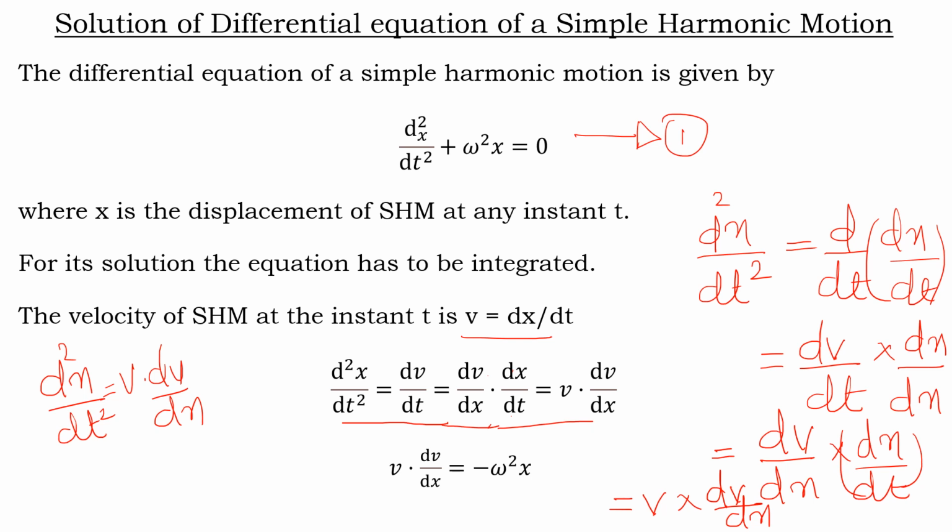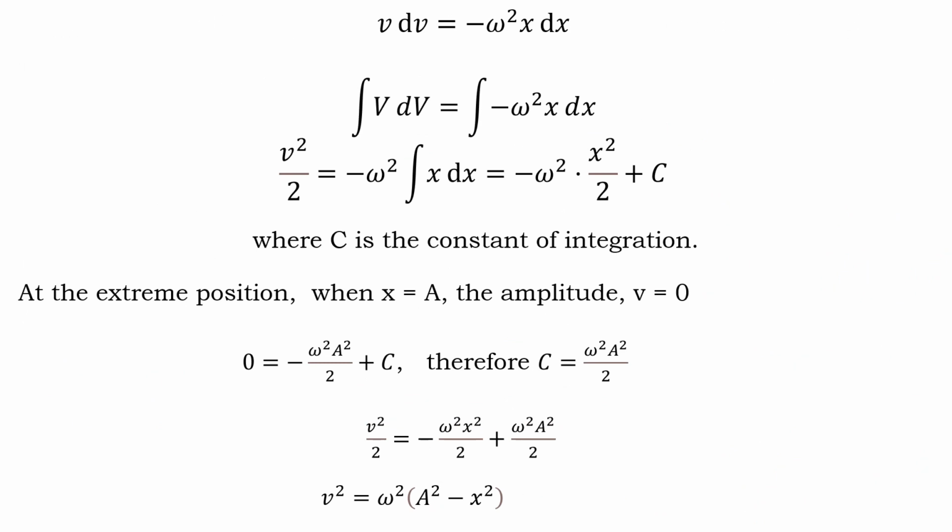Then d square x by dt square is equal to minus omega square x, or v into dv by dx is equal to minus omega square x. That is, v dv is equal to minus omega square x dx. Next, integrating: integral v dv is equal to integral minus omega square x dx.